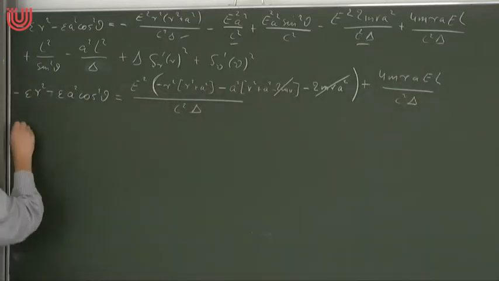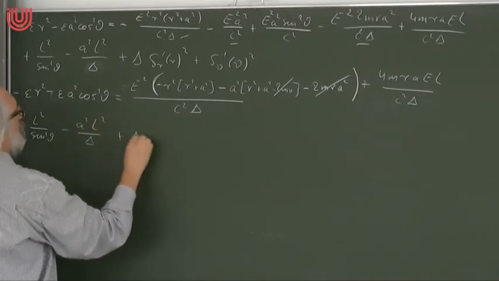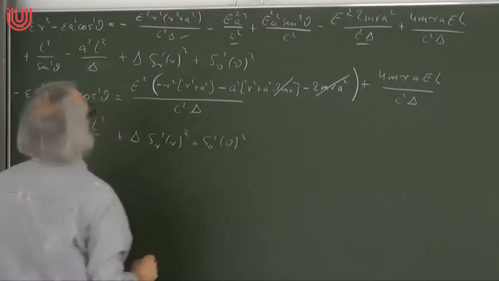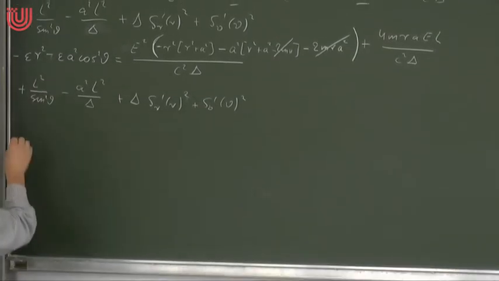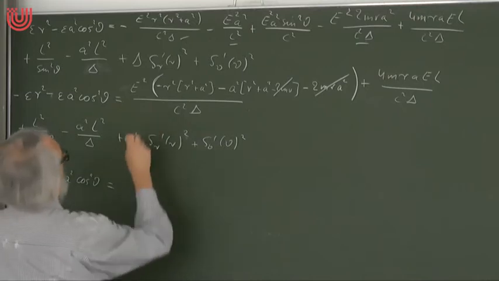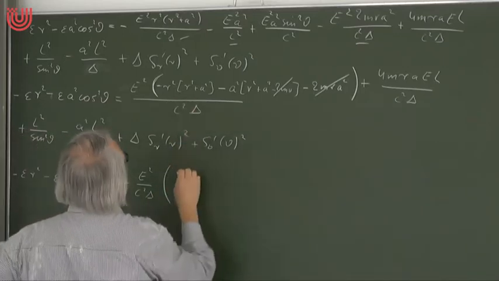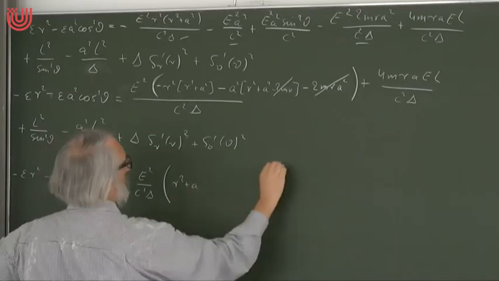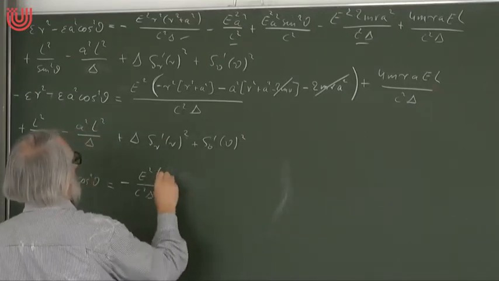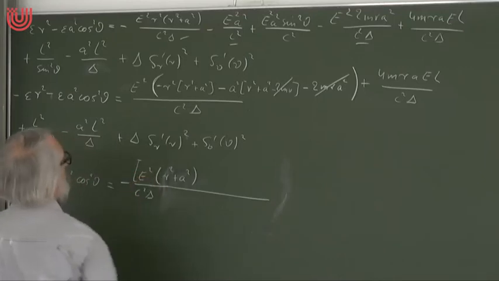And these terms. Okay, and now I'm completing a square. So I write this in the way that, what do I have here? Here I have minus e squared over c squared delta. And inside the bracket, I have r squared plus a squared, squared. And I write this by completing a square.